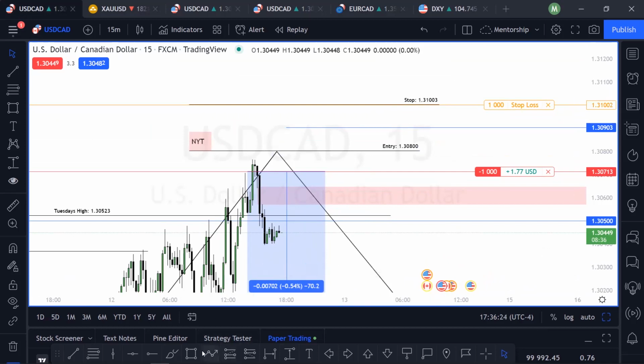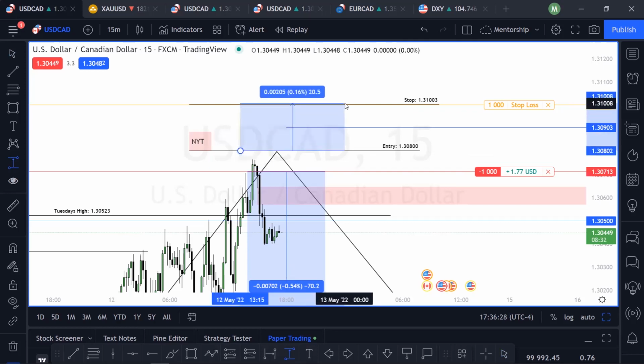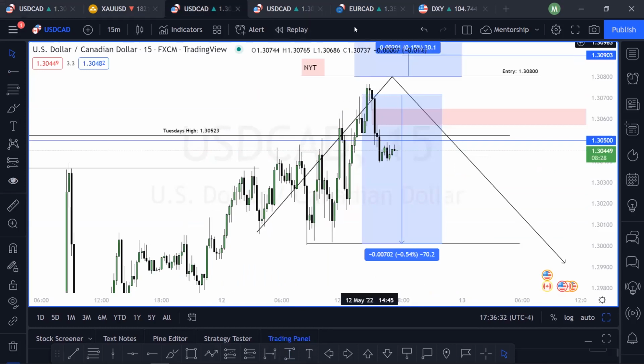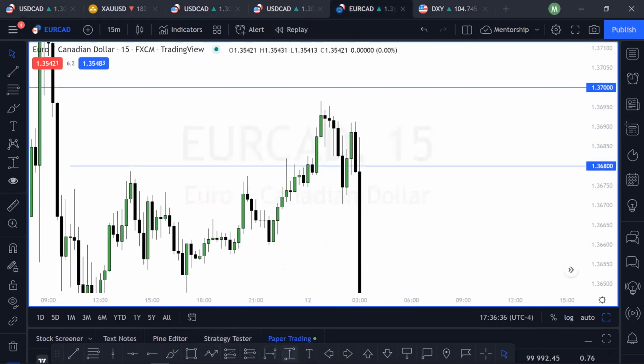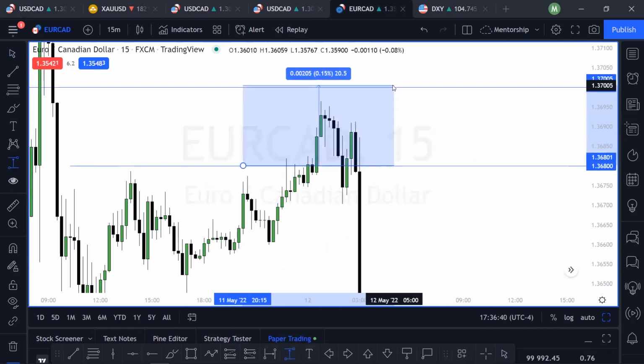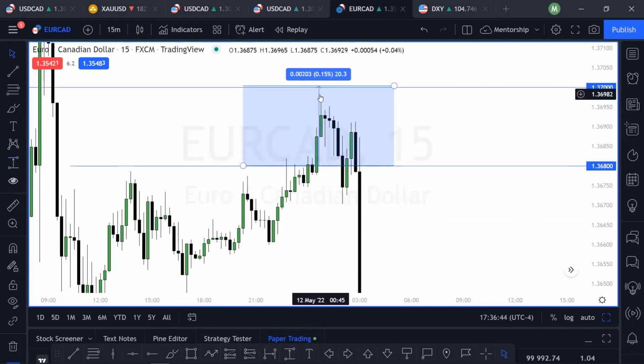How much am I risking? I'm risking 20 pips. Can I show you? 20 pips. Same thing. Where? Right here. I'm risking 20 pips. Will price come to the 20? Because if price comes back to the 20 pips, this means I will be out.